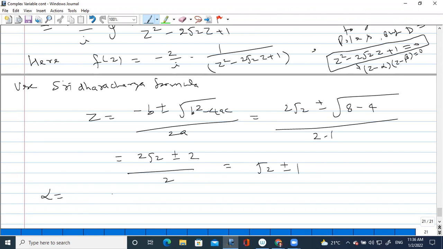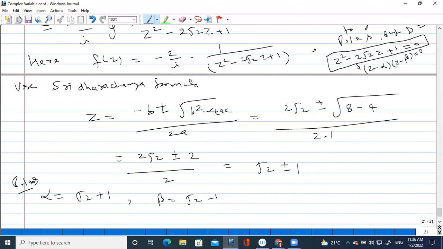Okay. So alpha will be, means one root will be root 2 plus 1, root, or you can say pole also. These are two poles, alpha beta. Beta will be root 2 minus 1. Okay, so these are two poles.